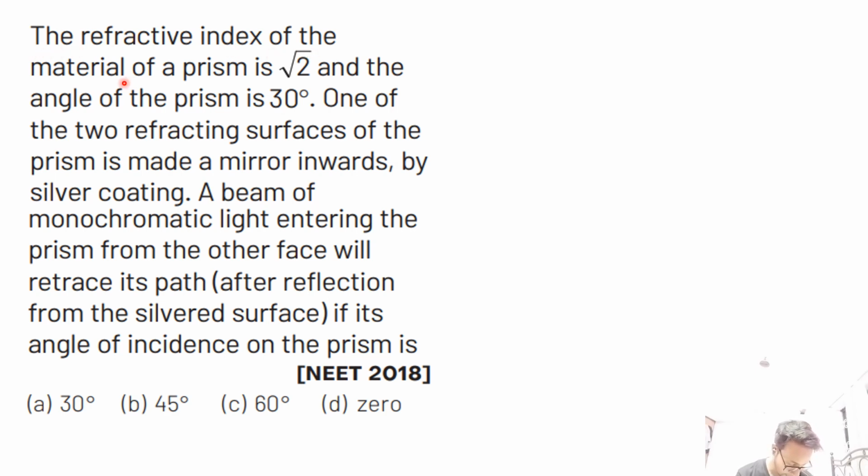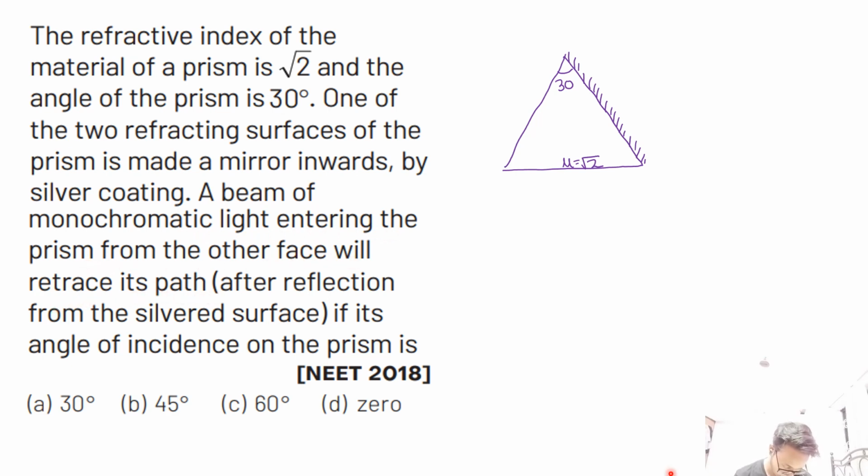The refractive index of a material of a prism is root 2 and the angle of prism is 30 degrees. Okay, let's draw the diagram. This is a prism. The angle of the prism is 30 degrees. The refractive index of the prism is root 2. One of the two refracting surfaces of the prism is made a mirror inwards by silver coating. That means, let's say this surface is nothing but a mirror with inward coating. A beam of monochromatic light entering the prism from the other face will retrace its path.